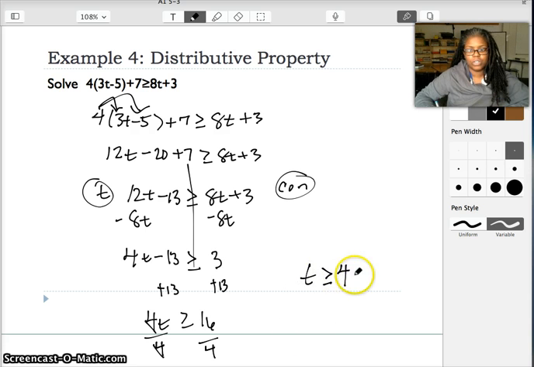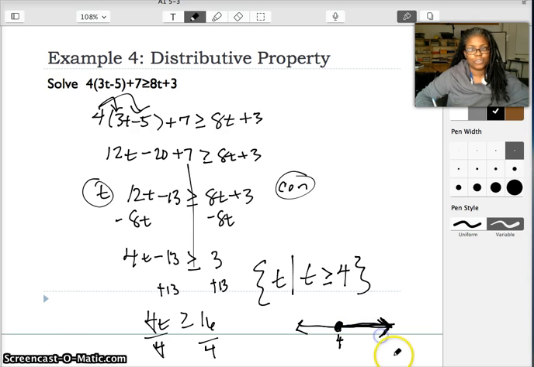And just for kicks and giggles, we remember that we can write this in set builder notation: t, such that the answer to this inequality is t. All t such that t is greater than or equal to 4. And of course we can graph it, though the problem didn't ask for us to do that. It's good practice. We know that 4 is a part of the solution set, and we want t values that are greater. So we will shade to the right, which represents numbers greater than 4.